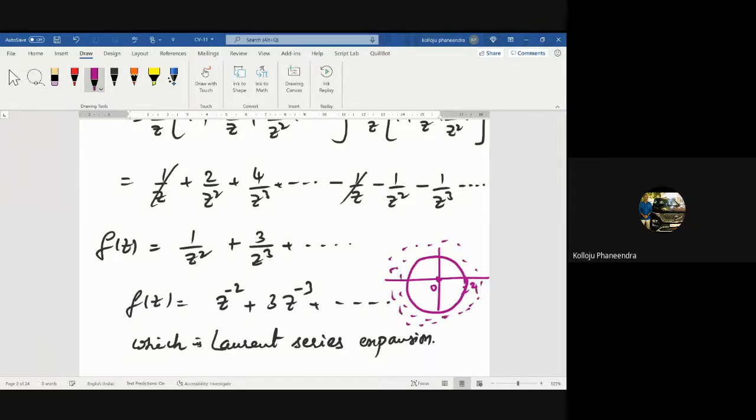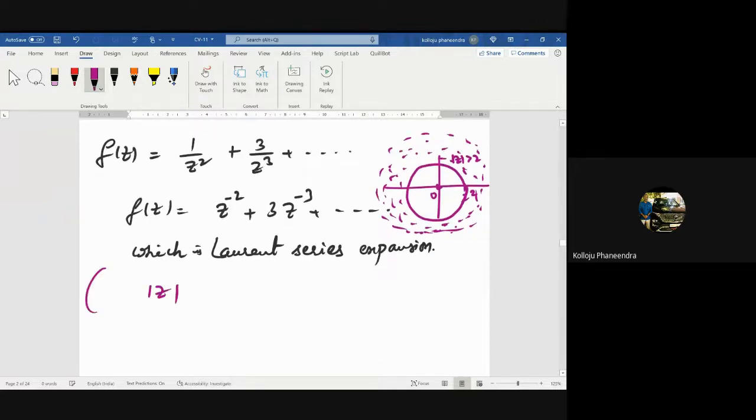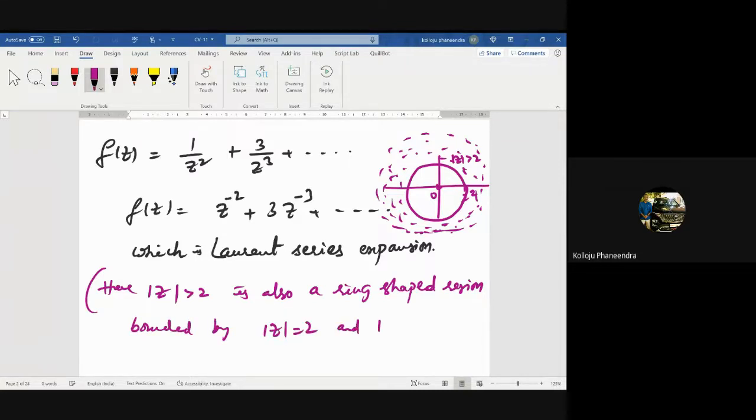Mod z greater than 2 means what? This is mod z greater than 2 region, up to infinity. Where is the other circle? A large circle with radius infinity, at infinity level. That means mod z greater than 2 is also a ring shaped region bounded by mod z equal to 2 and another one, mod z is infinity.